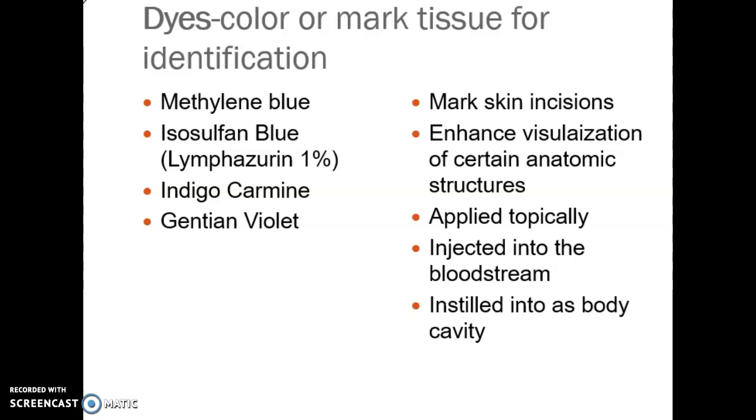Indigo carmine is given through the IV, which is also blue in color, to check for bladder integrity or kidney function. It cannot be metabolized by the liver, so we use this for rapid identification for leaks or damage to the ureters or bladder.